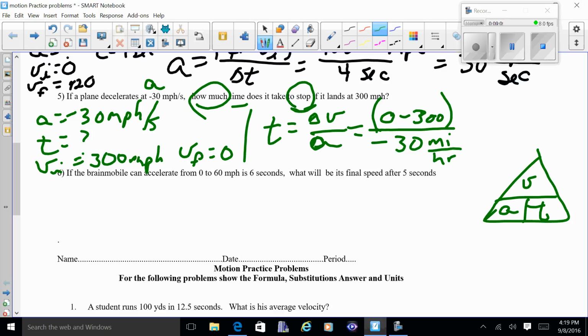And guys, if you ever get a negative time, that means you did something wrong so far. We can't have negative time yet. Then finally, number 6. Number 6 is a little tricky, because if you start reading, it says if the Brainsmobile can accelerate from 0, well, 0 miles per hour would be my initial velocity, to 60 miles per hour, that'd be my final velocity, in 6 seconds, that's going to be my time.